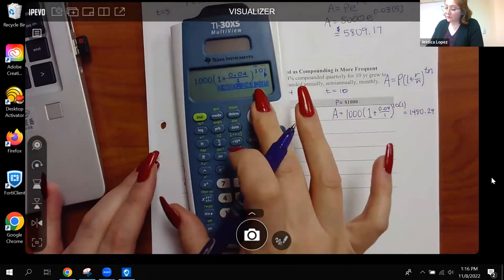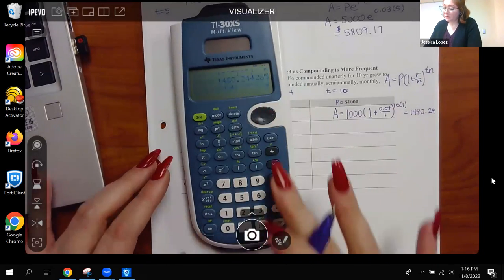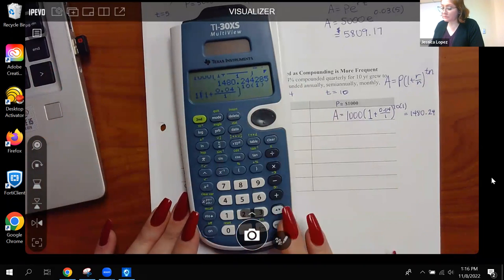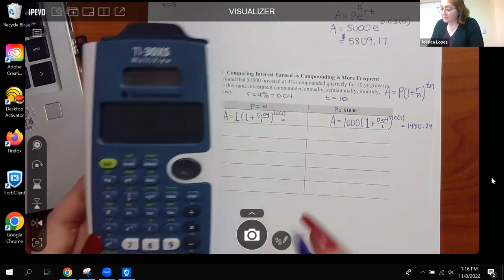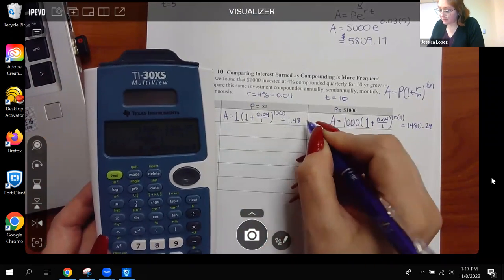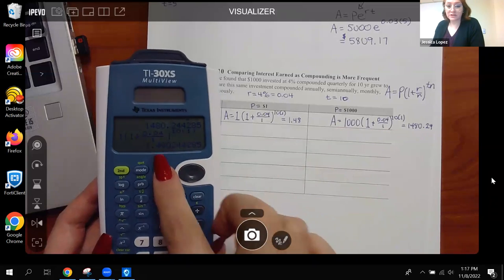Now I'm going to do the same formula, but I'm going to go to the front and I'm going to erase those three zeros. And I get 1.48. It's money, so the zero is not going to change the eight.